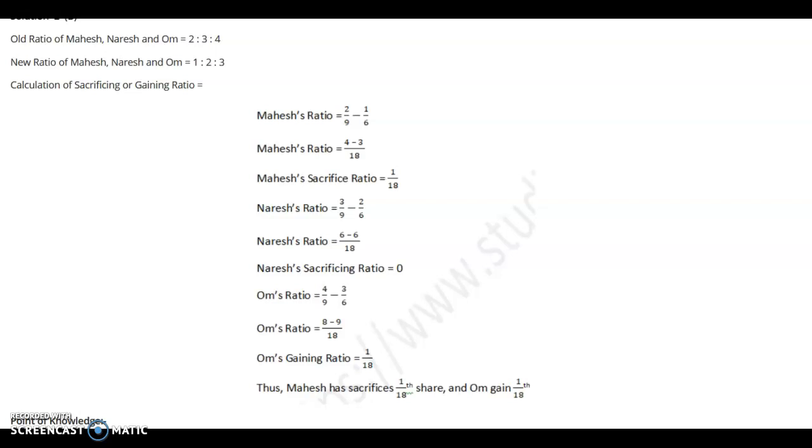Then who will compensate to whom? Om will compensate Mahesh, in which ratio? That is 1/18. So this way we have learned how to calculate gaining and sacrificing ratio, and what the adjustment is to be done with reference to the change in the profit sharing ratio.